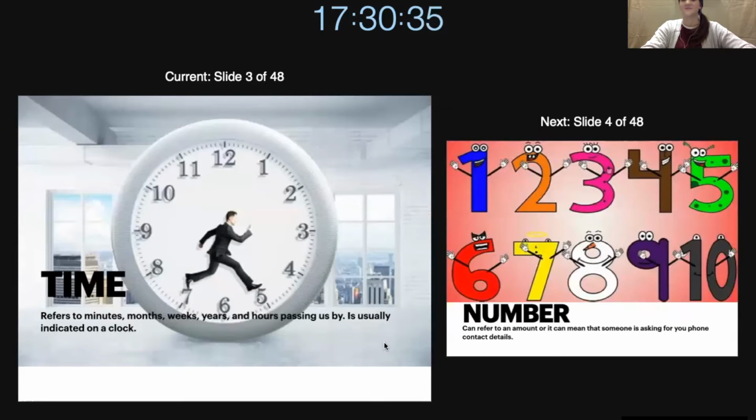In the second part, we have time. Time refers to the passing of time, or how the hours, minutes, weeks, years, and months go past us. So, therefore, it refers to various methods of expressing time in different lengths.